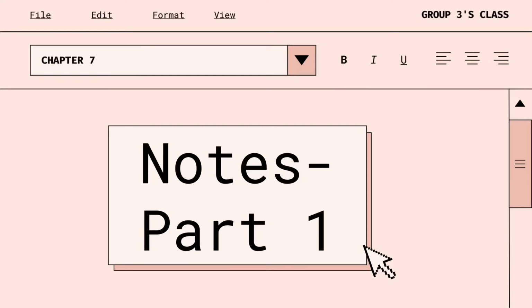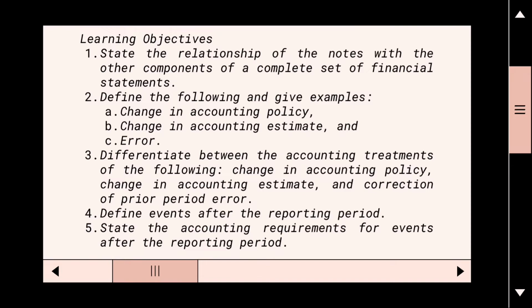In this video, we are going to talk about the notes to financial statements, part 1. The objectives for this discussion are to know the relationship of the notes with the other components of a complete set of financial statements, define and give examples of change in accounting policy, change in accounting estimate, and errors. Note the differences of the 3 accounting treatments. Define the events after the reporting period and state the accounting requirements for events after the reporting period.